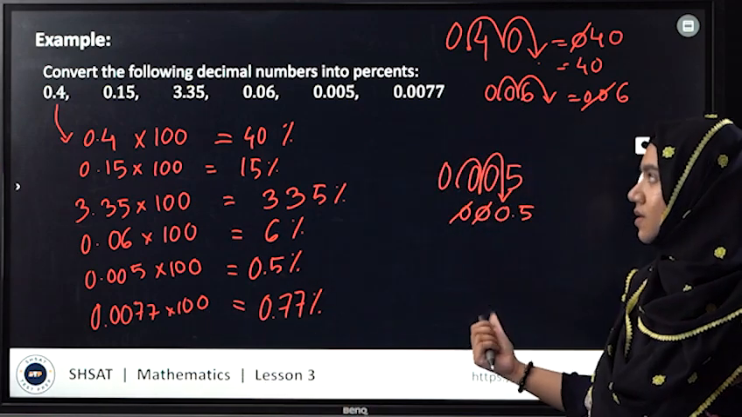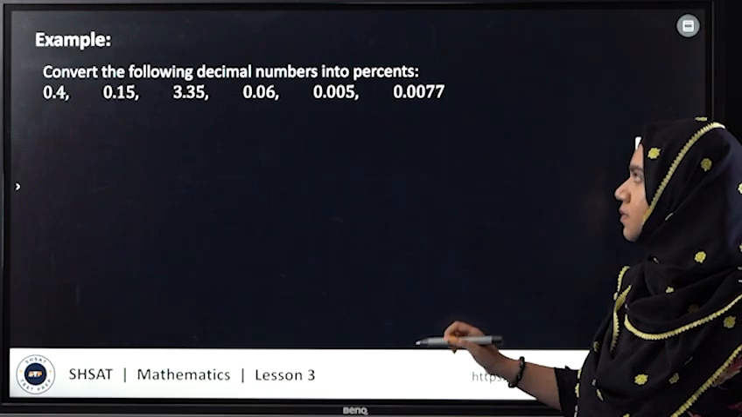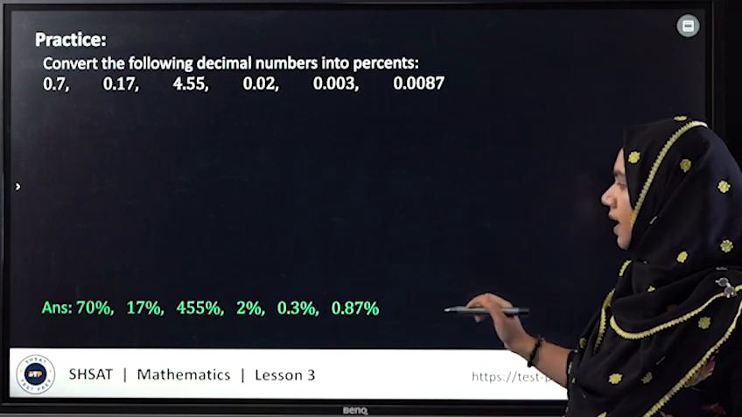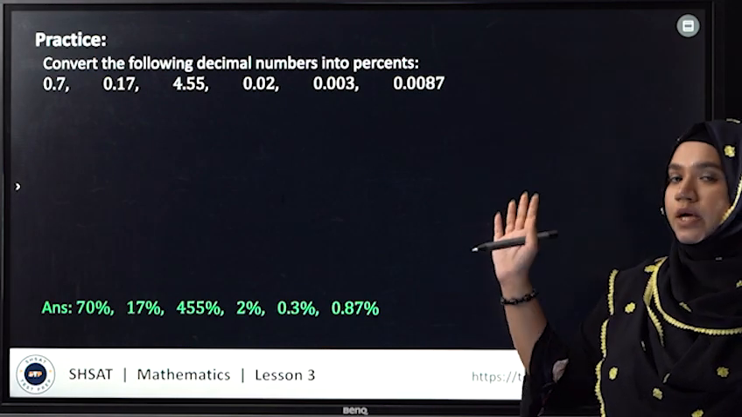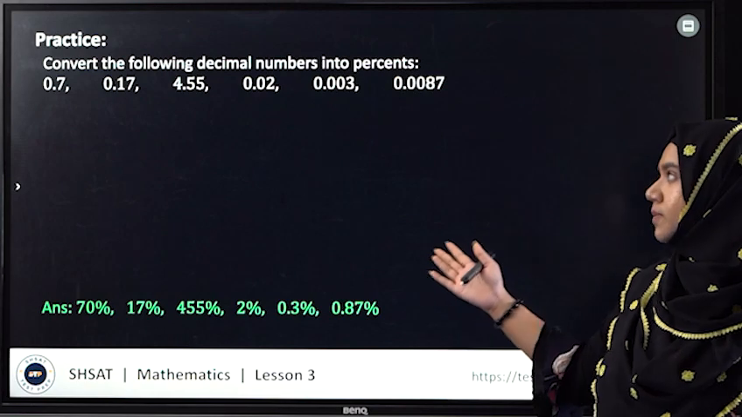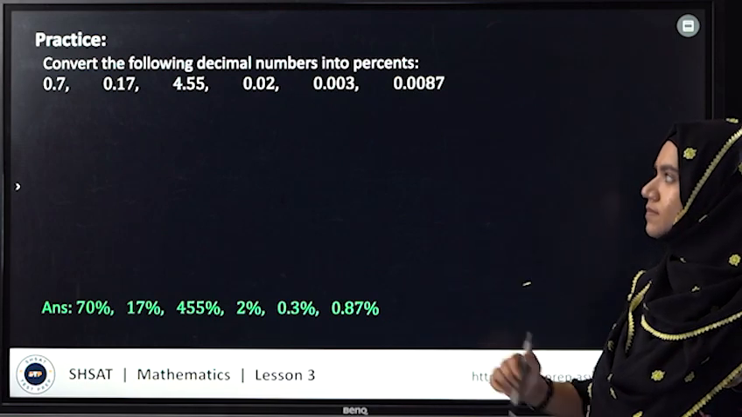I hope you did get it. So here was a quick example of how to convert these decimals into percents. All right, here are some practice materials for you. Of course, you can take a screenshot of this. You can bring out your notebook and try to do them on your own and check if you did get all of these answers correctly.